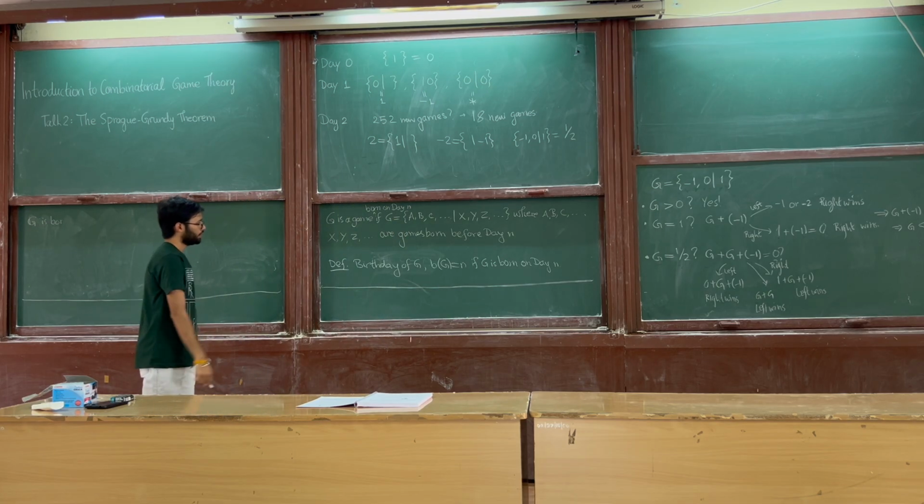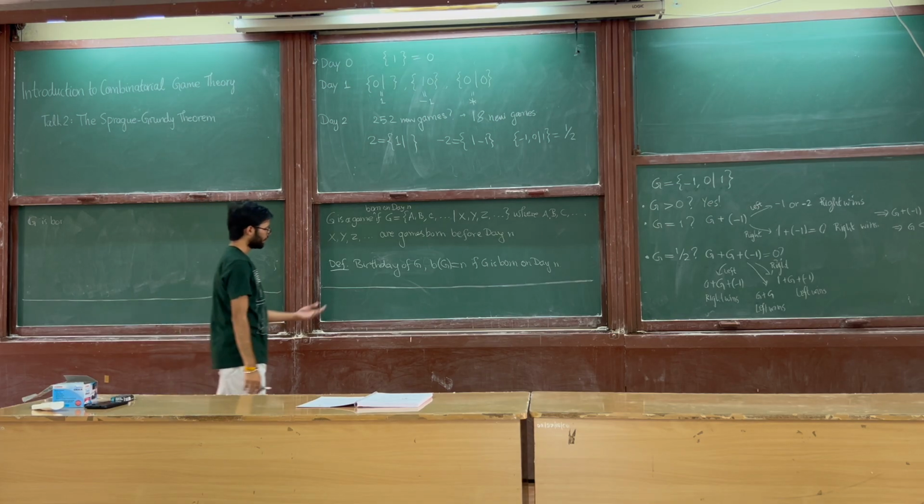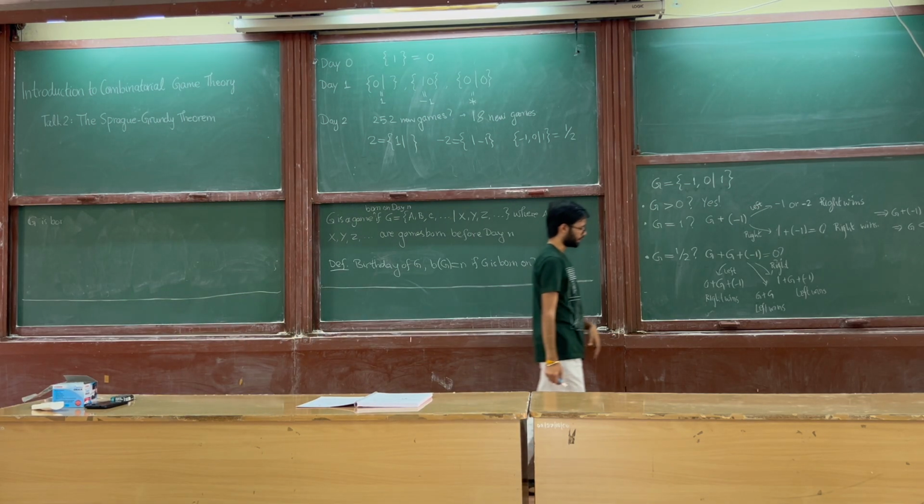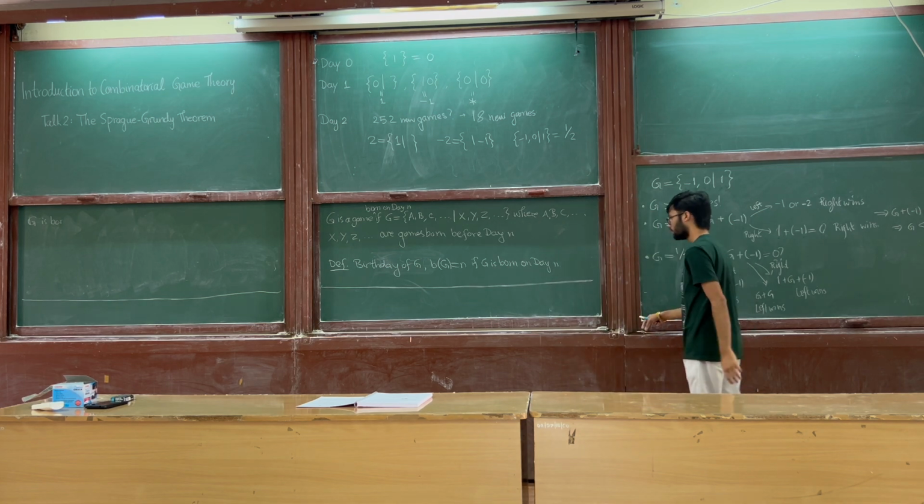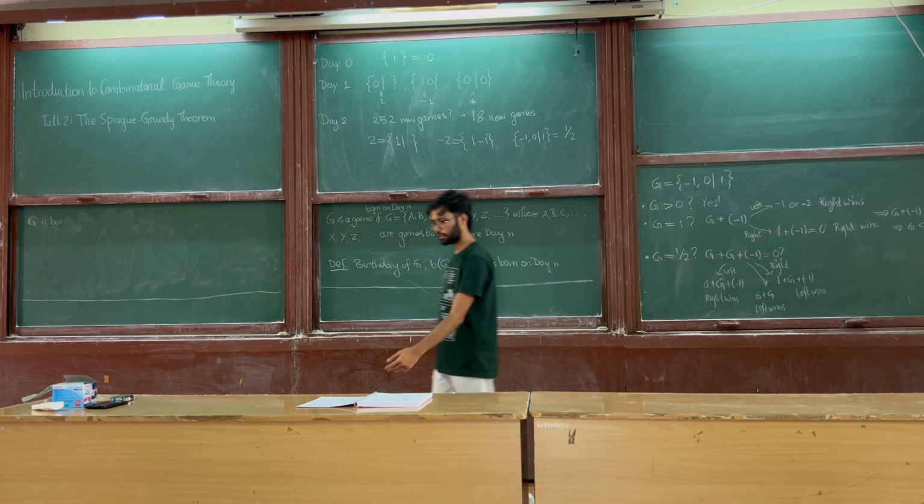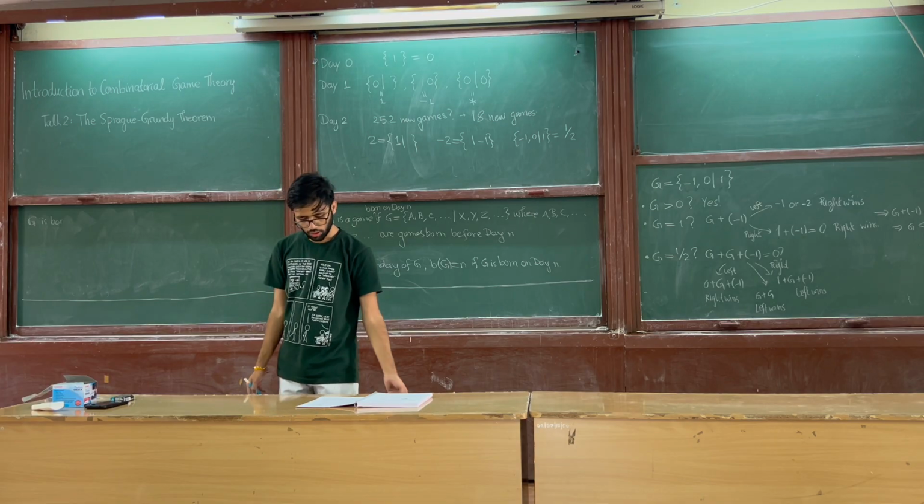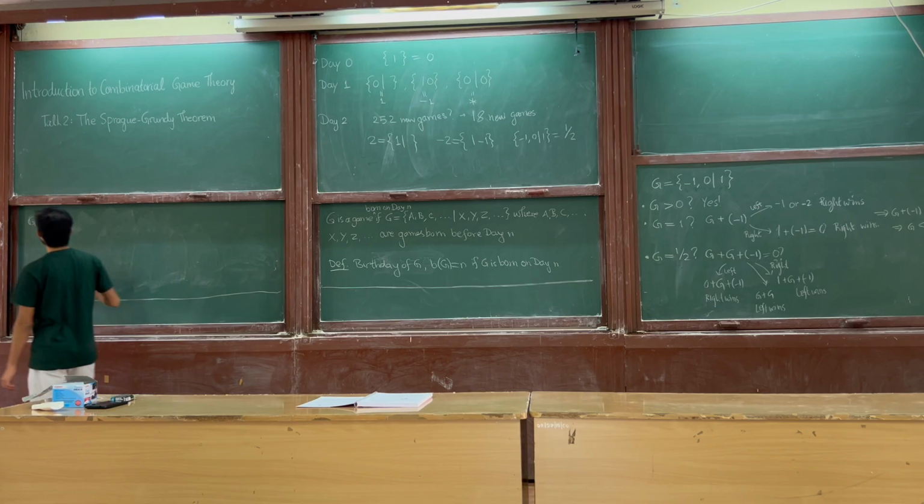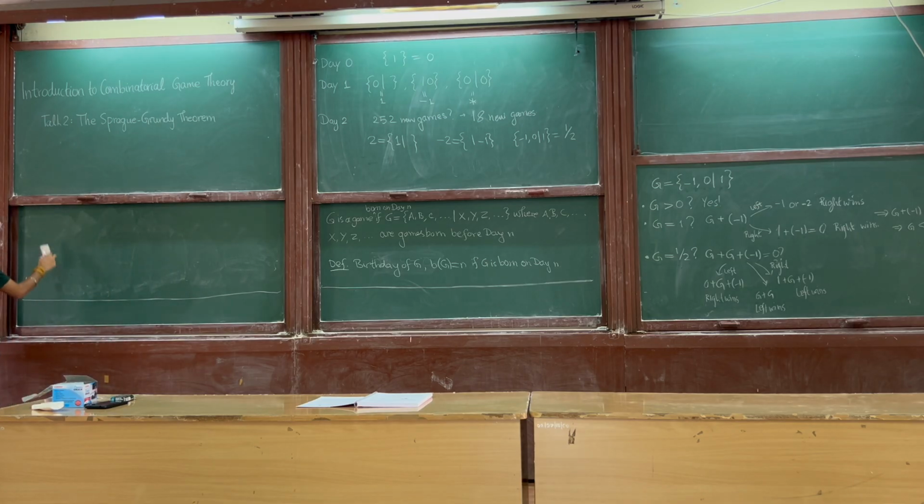If I have a game G, I will denote the birthday of G, called B(G), equal to n if G is born on day n. So this is what we will use to properly write our induction proofs. And we are not going to look at all games, we are only going to look at a certain class of games, and those are called short games.